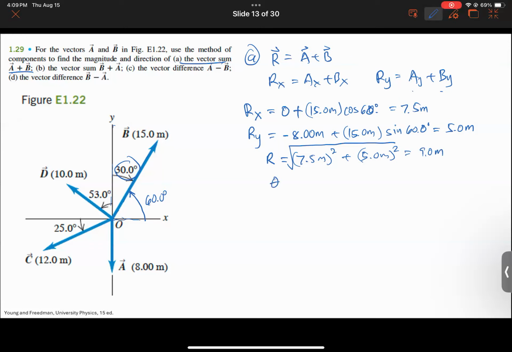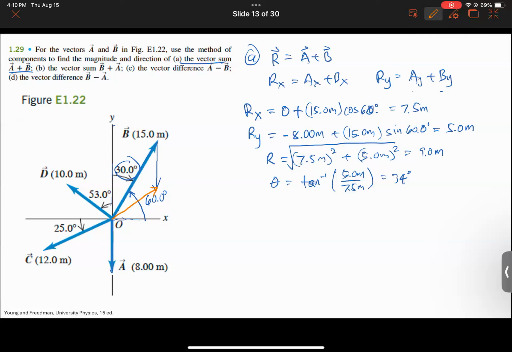And yung angle, or yung direction is just tangent inverse ng y component, which is 5 meters, divided by x component, which is 7.5 meters. And this gives us 34 degrees. Okay, now let's check. So if I get this vector at idugtong ko dito, okay, more or less ganyan yan. Ang resultant vector ngayon is this.